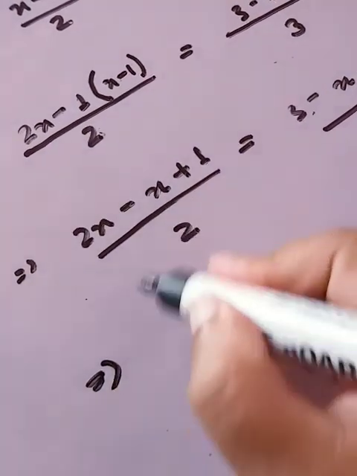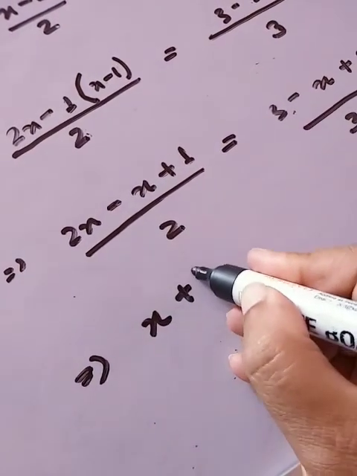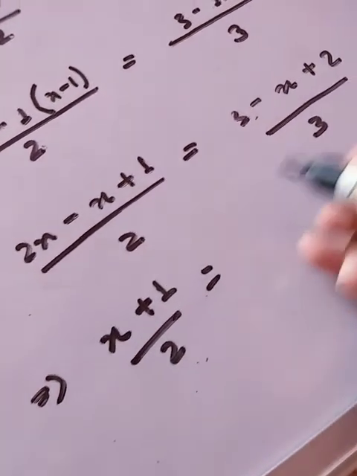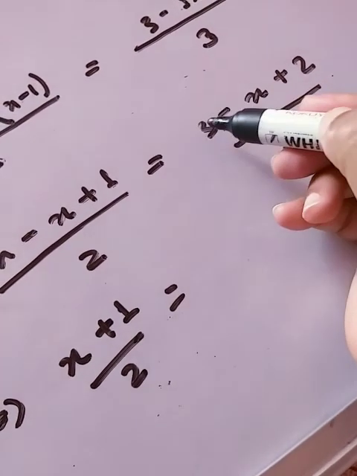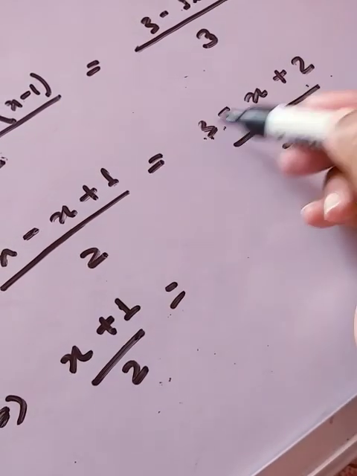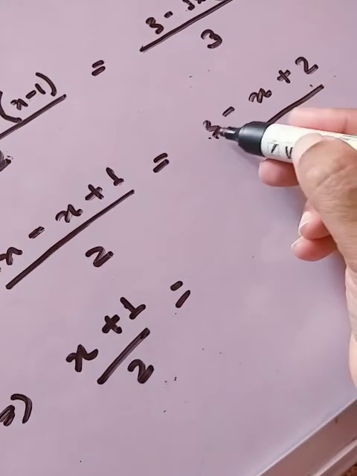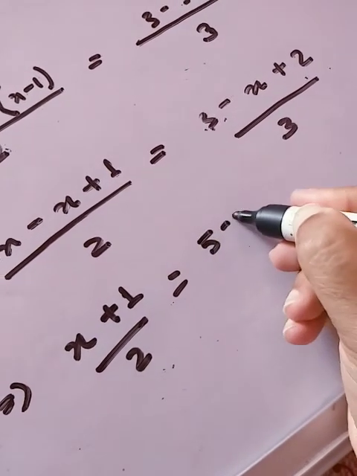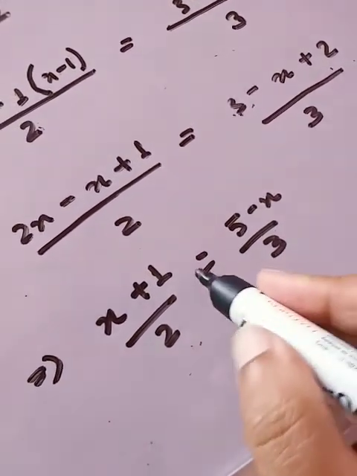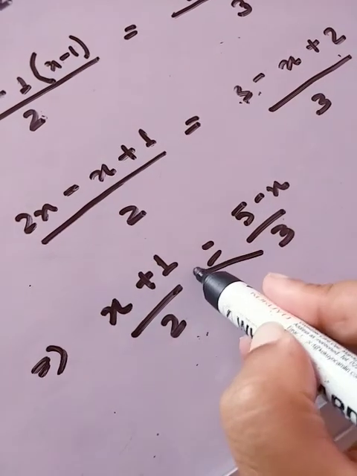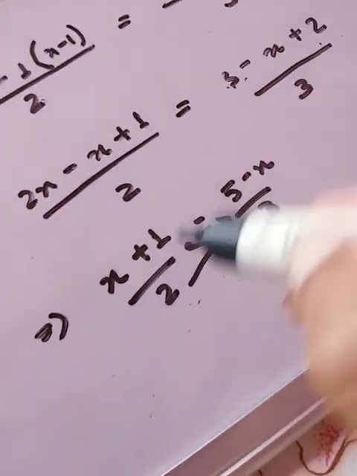So 2x minus x is x plus 1 upon 2. Is there anything that you can solve? Obviously yes, that is 3 plus 2. These are the constant terms, so we can add. So this 3 plus 2 would be 5 minus x upon 2. Now what to do? Yes, I know most of the students are answering.